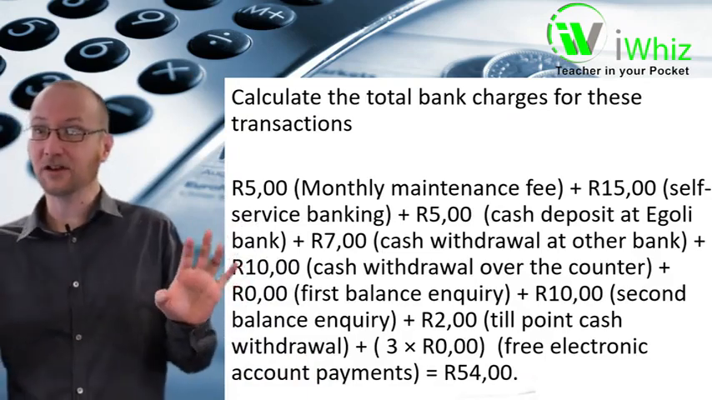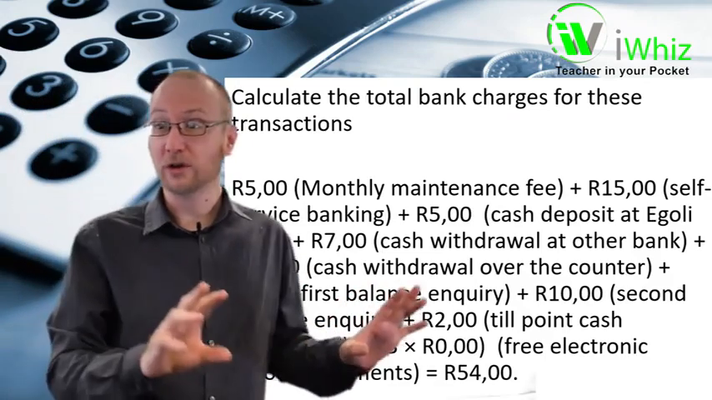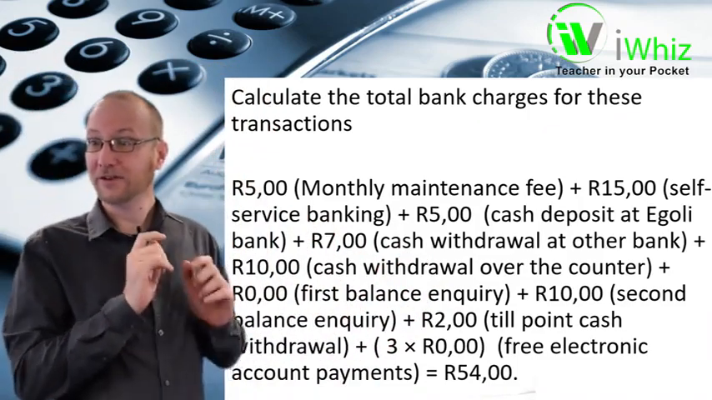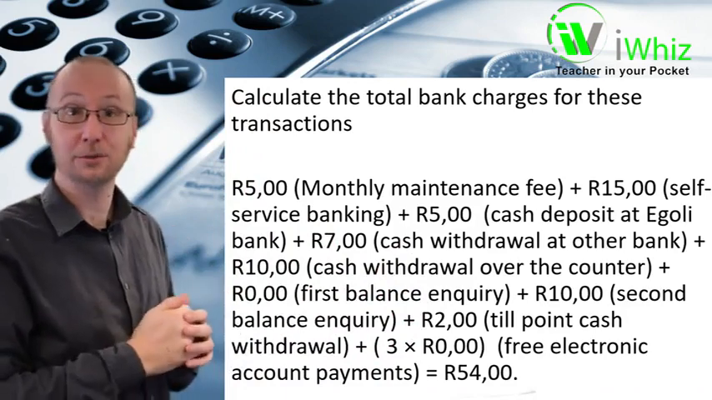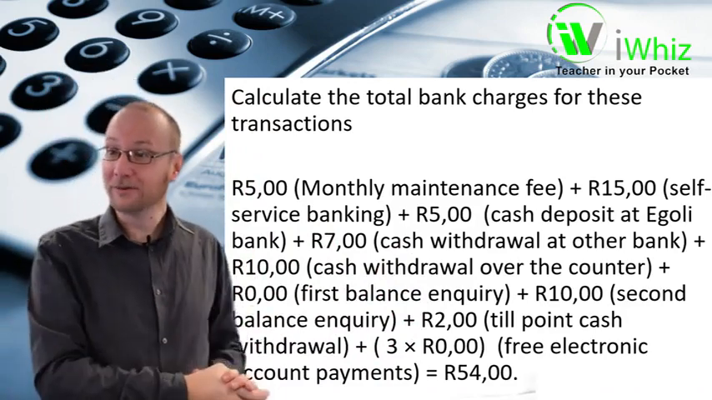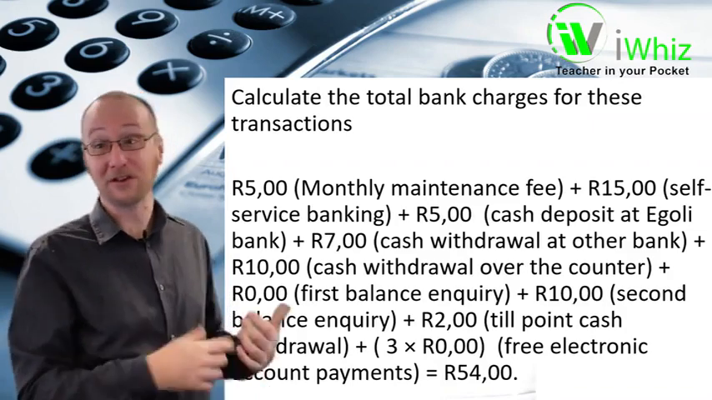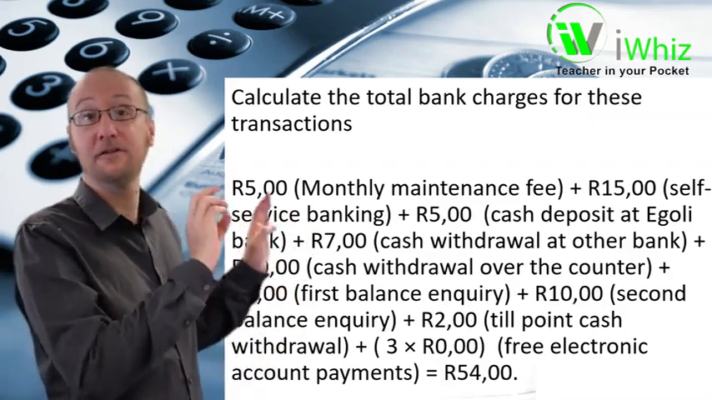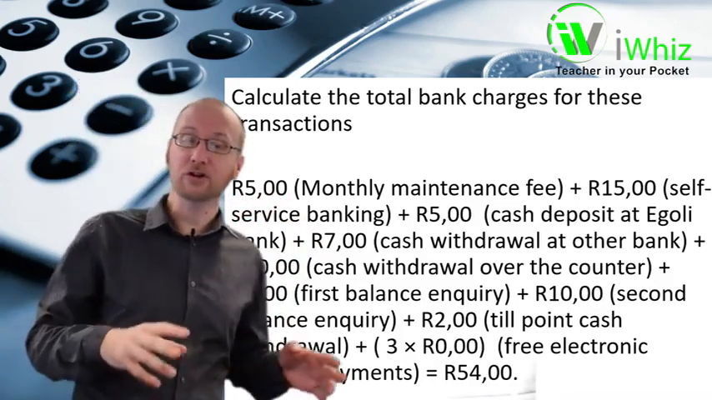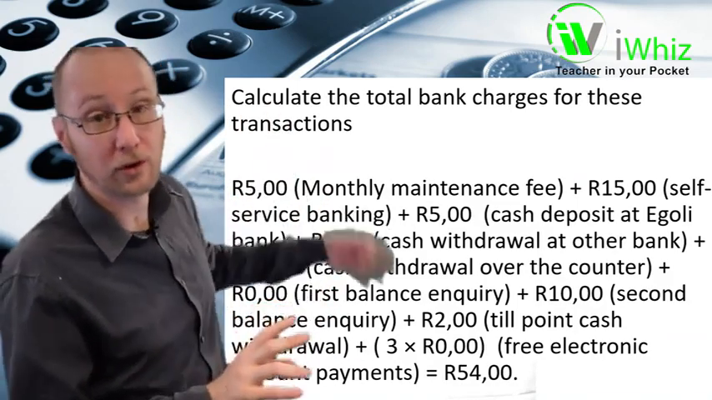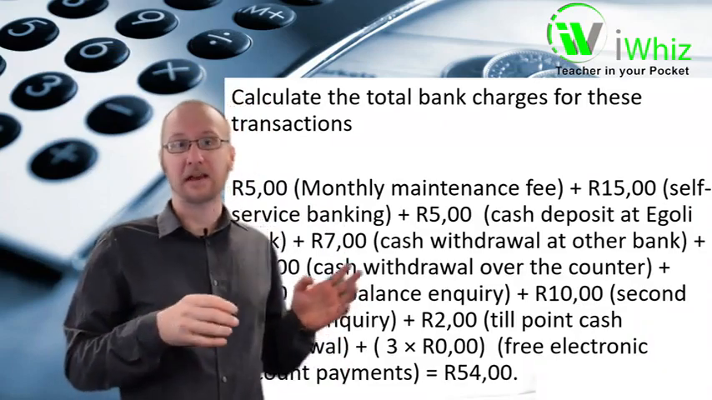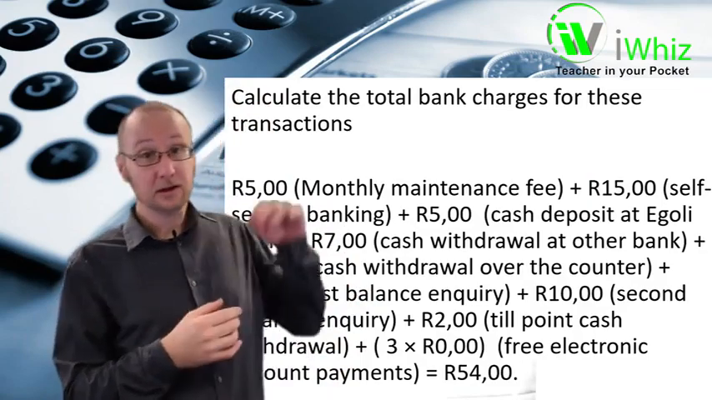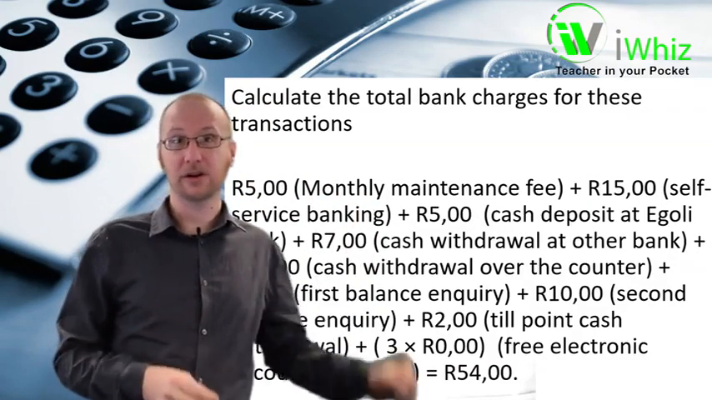So to work out the total bank charges, we are going to go R5 plus R15 plus R5 plus R7 plus R10 plus R0 plus R10 plus R2 plus 3 times R0, which is 0, and we get a total of R54. So his total bank charges for all of these listed transactions and for the month was R54. Let's go on and have a look at our next question.